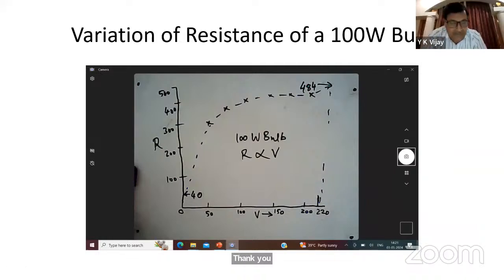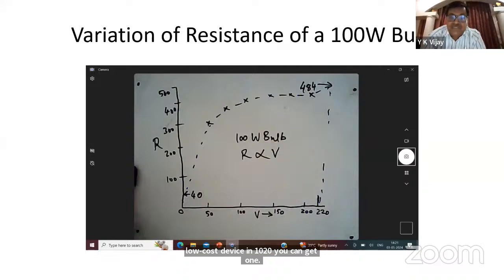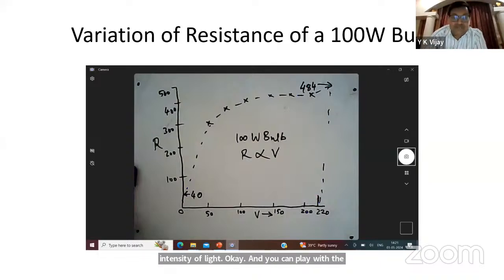Any other question? I gave you references of some of the devices like LDR, light dependent resistance. That's a very low cost device. In 10, 20 rupees, you can get one. And the resistance of the device changes with the intensity of light. You can play with the intensity of light, like in the presence of a bulb, we vary the power, the intensity changes, and we can do some experiments using the LDR.